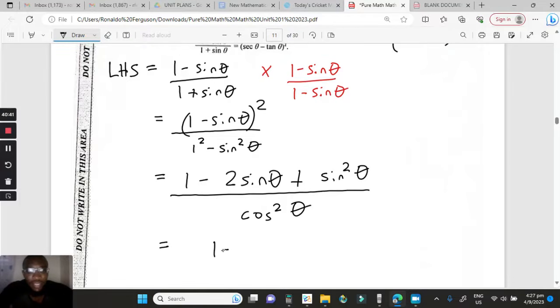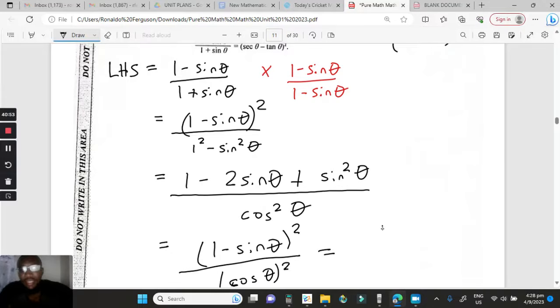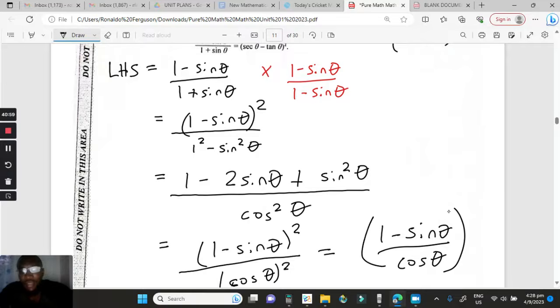Keep the numerator as 1 minus sine theta all squared. Then we're going to put the denominator as cos theta all squared. So what we're saying then is this is 1 minus sine theta over cos theta, and this is all being squared.